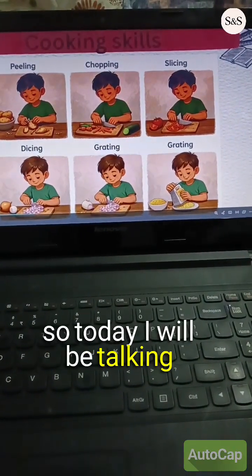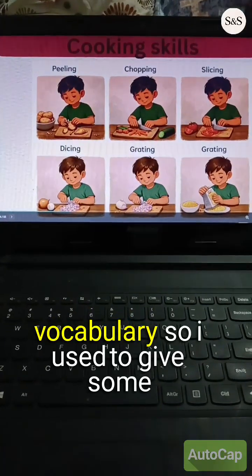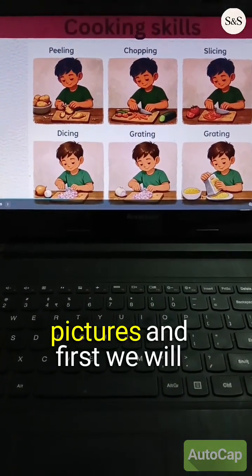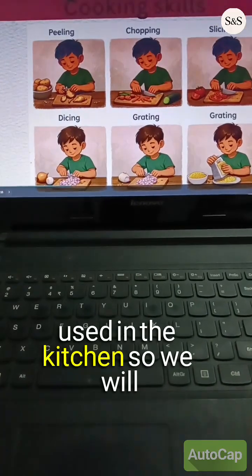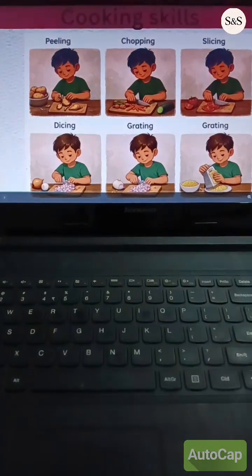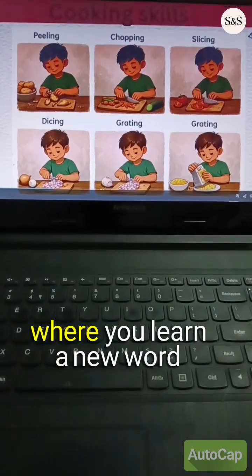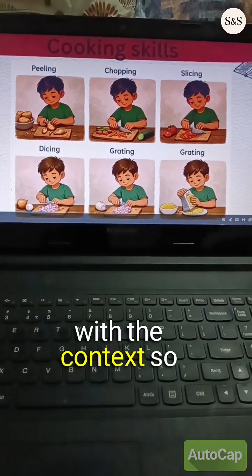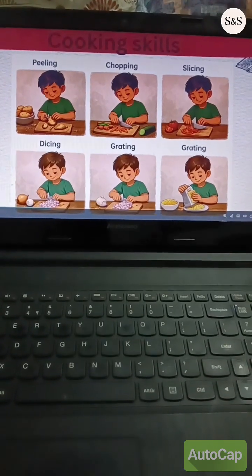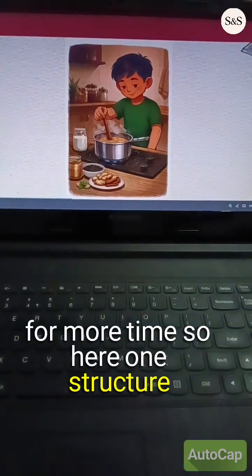Okay, so today I will be talking about cooking skills, means kitchen vocabulary. I give some pictures, and first we will talk about peeling, chopping, slicing that are used in the kitchen. They have to make a sentence on that. Whenever you learn a new word, it should be in a sentence. You should read it with the context, so the student can understand it and it will stay in their head for more time.